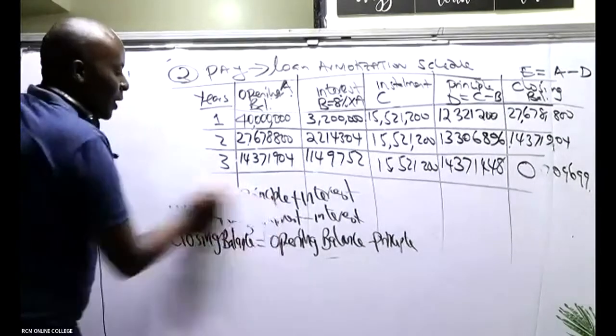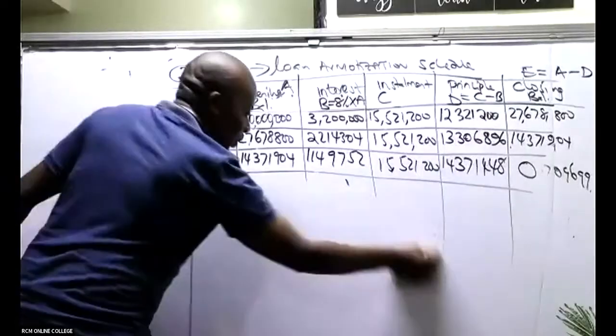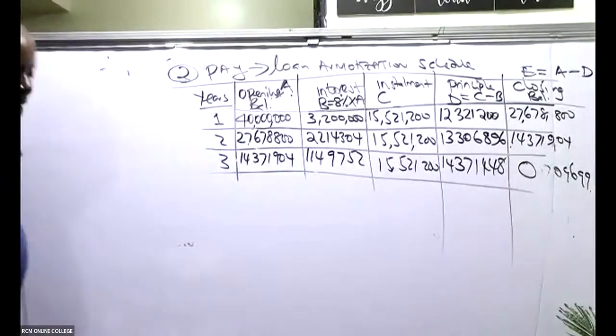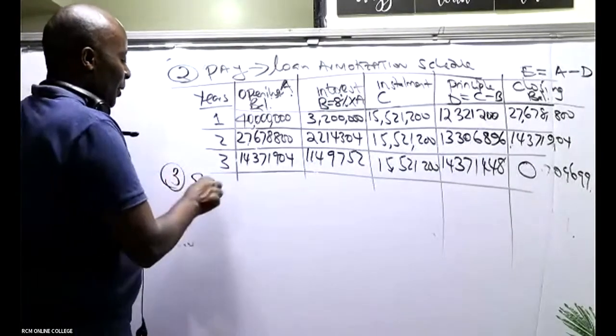So step number 3, I want you to memorize these steps, because this is very, very popular in your exams. So step number 3, go ahead and give us an extracted income statement.